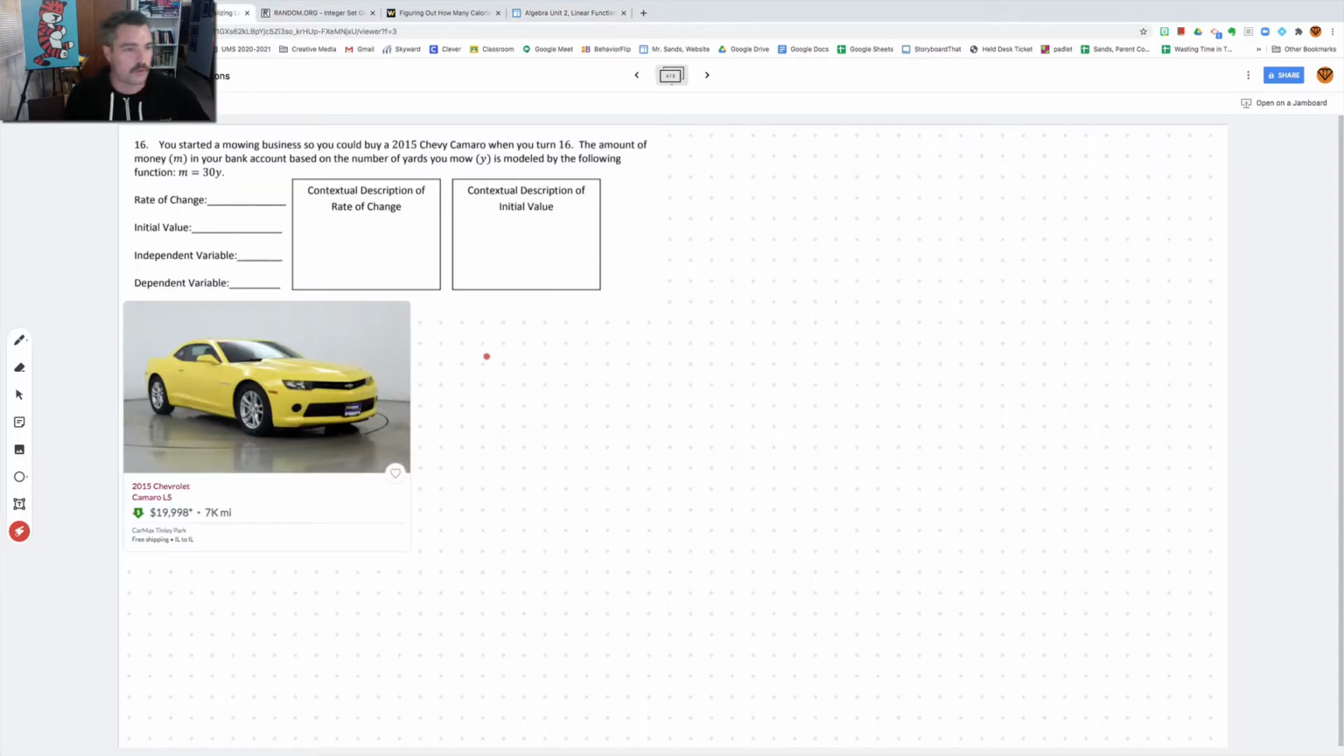Back to the Jamboard. So let's look at this problem. We are not given a graph. Maybe we might want to graph it. Let's see what we end up with here. I'm not going to start off with that right away. Let's just read the problem and make sense of it.